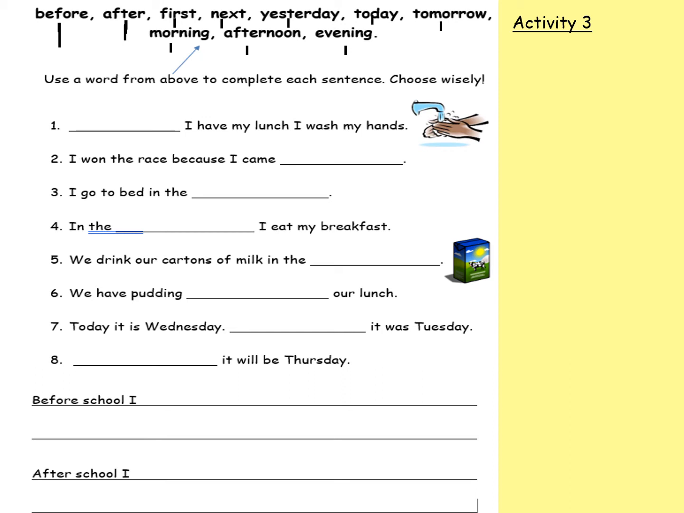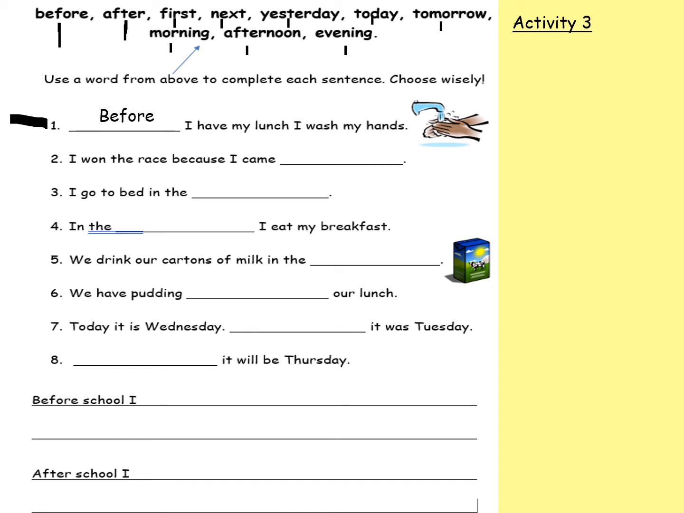Right, so we need to finish the sentences. Let's have a look at number 1. Number 1 says, something, I have my lunch, I wash my hands. What would work? Could we say, after I have my lunch, I wash my hands? That wouldn't be very sensible, would it? We need to say before, because we always wash our hands before. So before I have my lunch, I wash my hands.